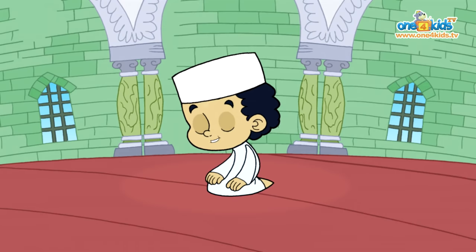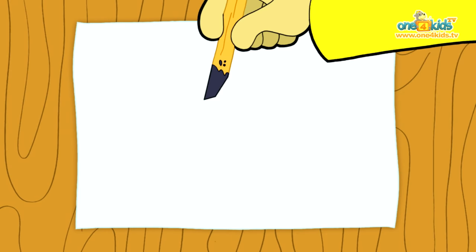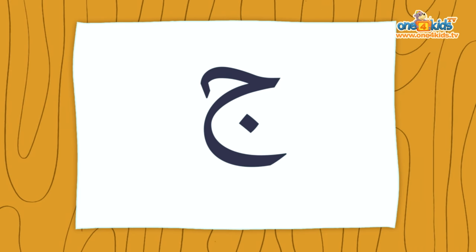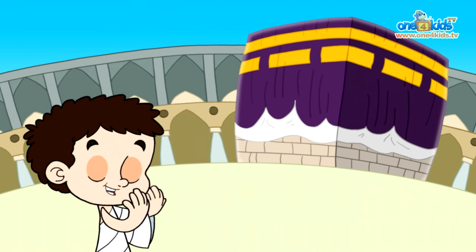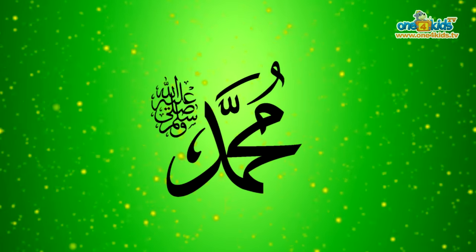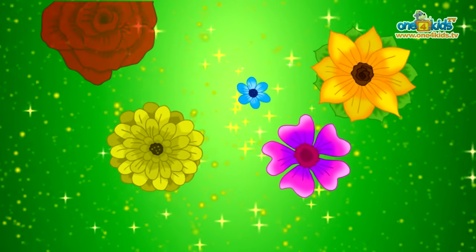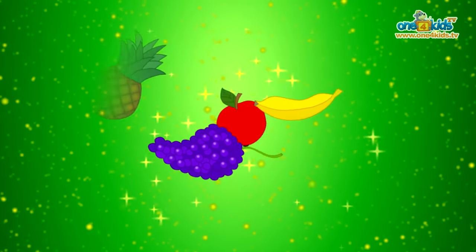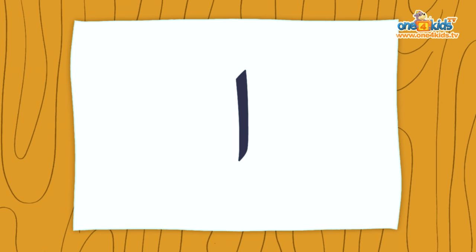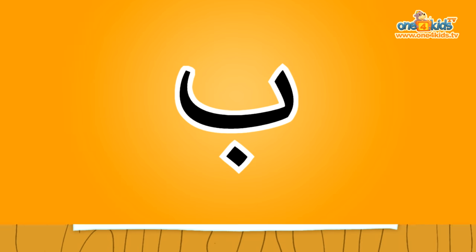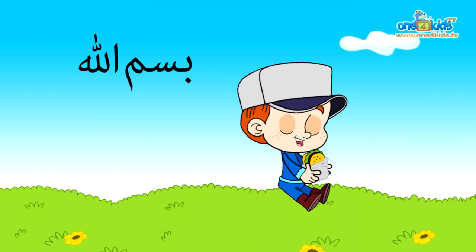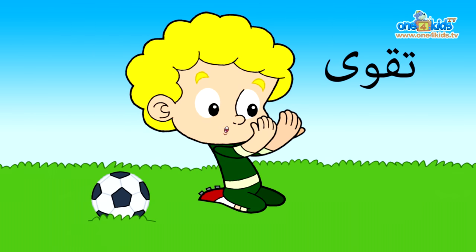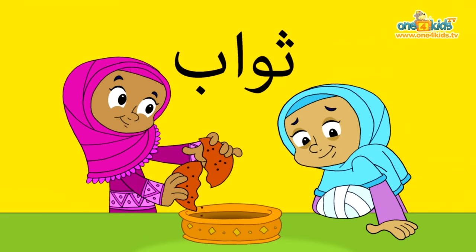We're learning the Arabic alphabet so we can read and learn Al-Quran, the language of our beloved Muhammad, the last prophet sent from Allah. Alif is for Allah, Ba is for Bismillah, Ta is for Taqwa, and Tha for Thawab.